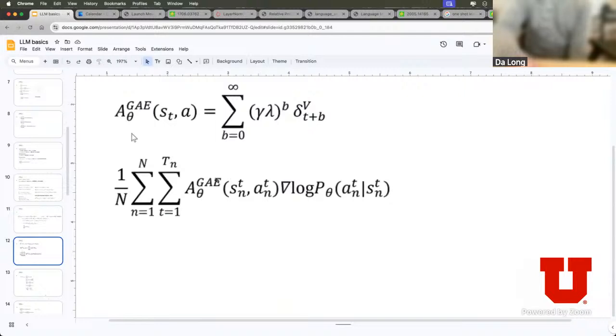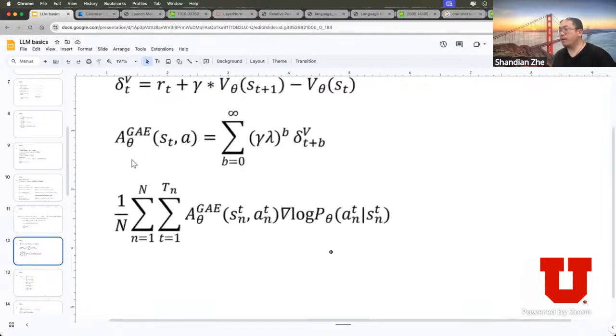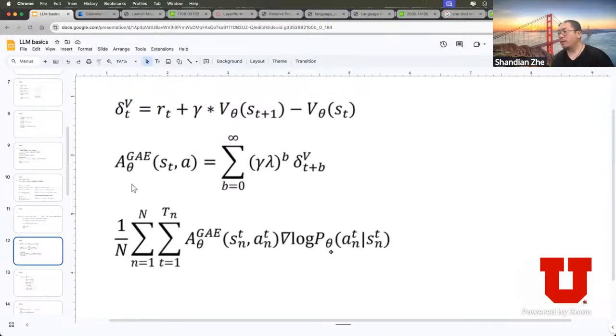So finally we get the formula. This is the generalized advantage estimation, and here is the log of the policy. In practice, you have to decide how many terms you are going to sum in A theta GAE, the generalized advantage estimate.